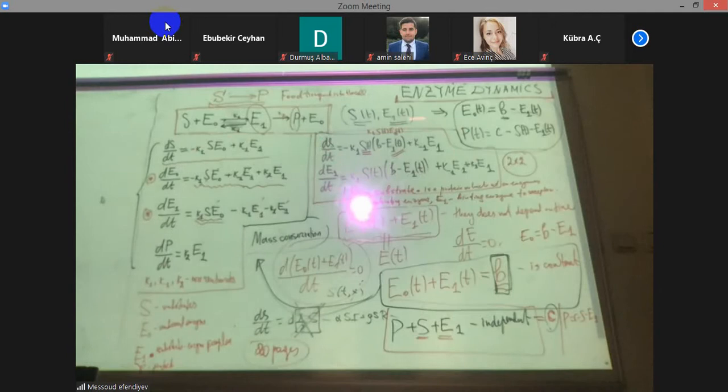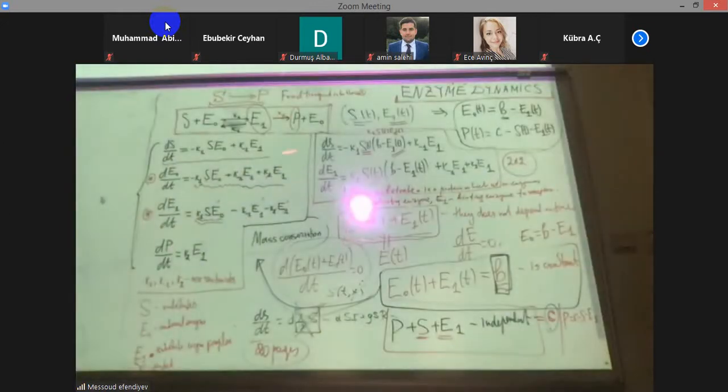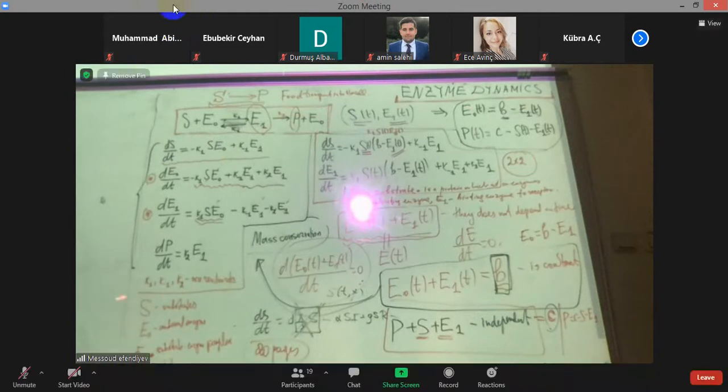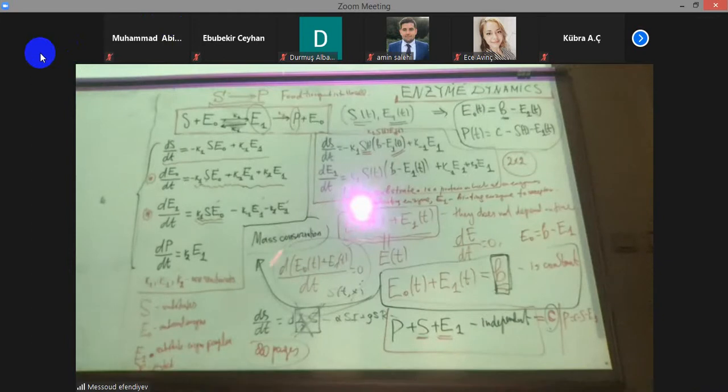Now, this is a very nice two-dimensional system, and as I already said, this gives me also the interpretation of enzyme dynamics. In the sense of enzyme dynamics, S is a substrate. Do you see this arrow? Yes, hocam. Substrate, E0 is the unbound enzyme, E1 is the substrate-enzyme complex, and P is the product.